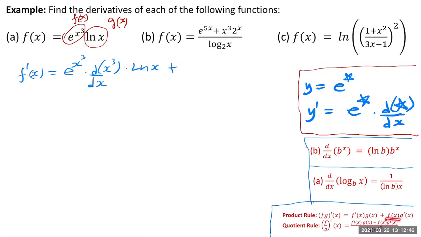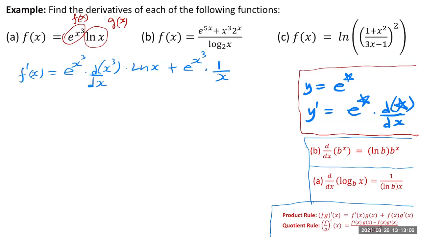then you should have f of x times g prime of x. So you leave f of x fixed this time, e to the power x cubed fixed, and then take the derivative of ln x. We know that the derivative of ln x is 1 over x from the previous formula. Okay.